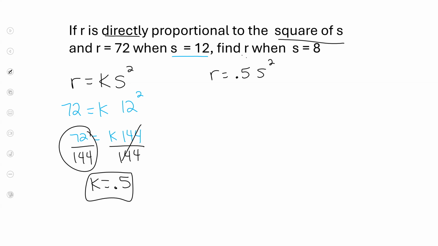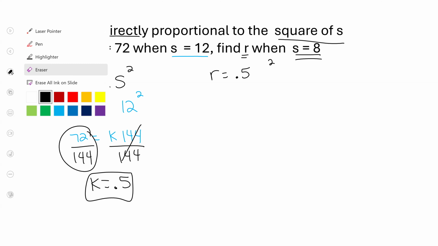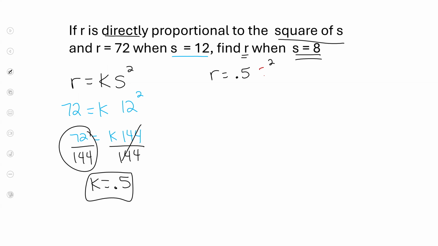So find R when S is 8. Okay, so they're saying S is 8. So I'm going to erase the S and put an 8 there. Okay, so R equals 0.5 times 8 squared, which is 64. Half of 64 is 32. So R is 32.